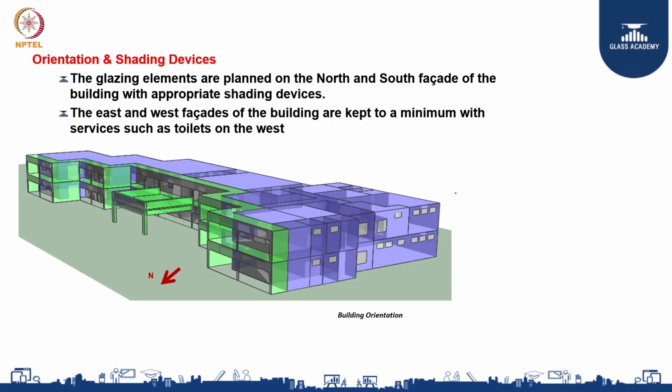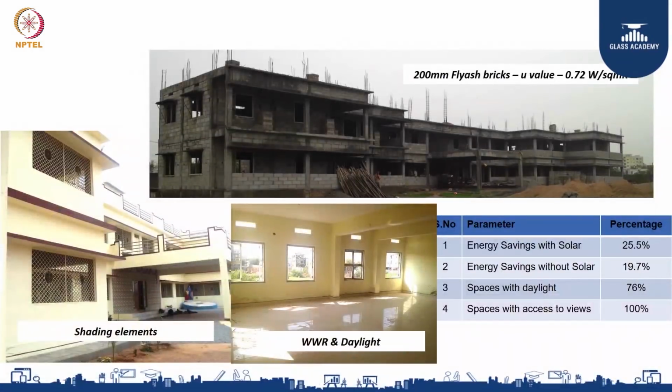Here again, the glazing elements, the large components of glass that we have planned, come in the north and the south. The north has a lot of shading elements, and the east and west facades are kept to a minimum, and you also block them with toilets. So, this is some of the construction.